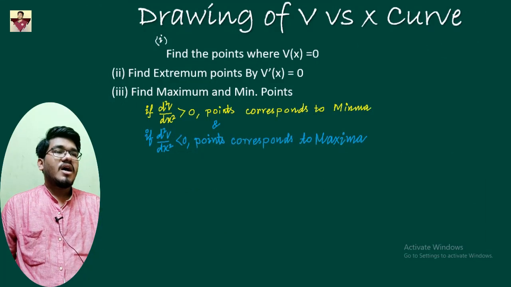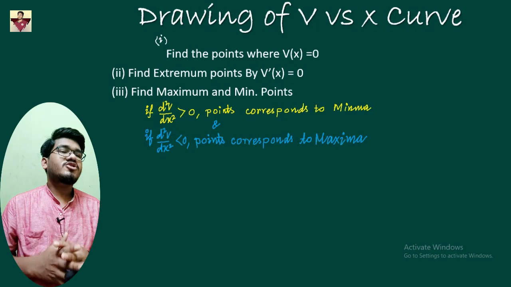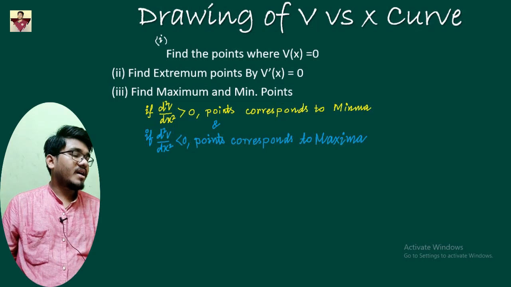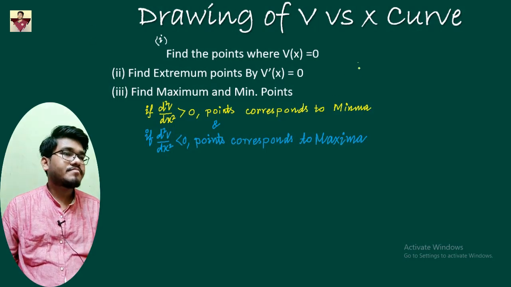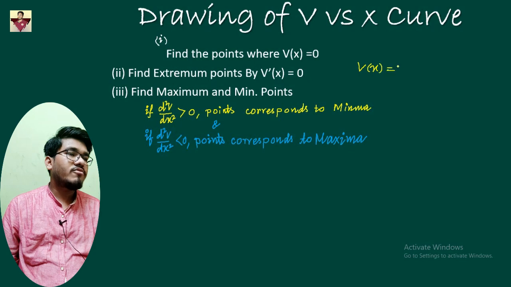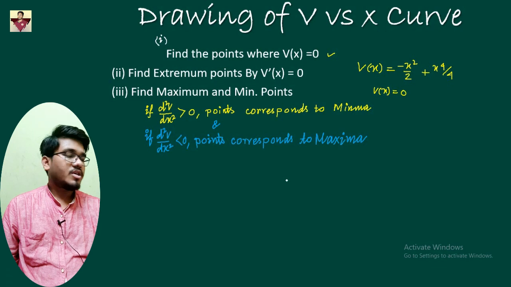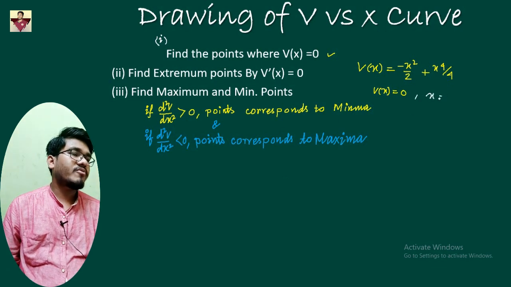Next is drawing the V versus X curve. First of all you need to find the points of V(x). Let's say you have been given V(x) equal to minus x square by 2 plus x to the power 4 by 4. First you need to find the points where V(x) is 0. If you equate V(x) equal to 0, then certainly you have the points. V(x) is 0 at x equal to plus or minus root 2.